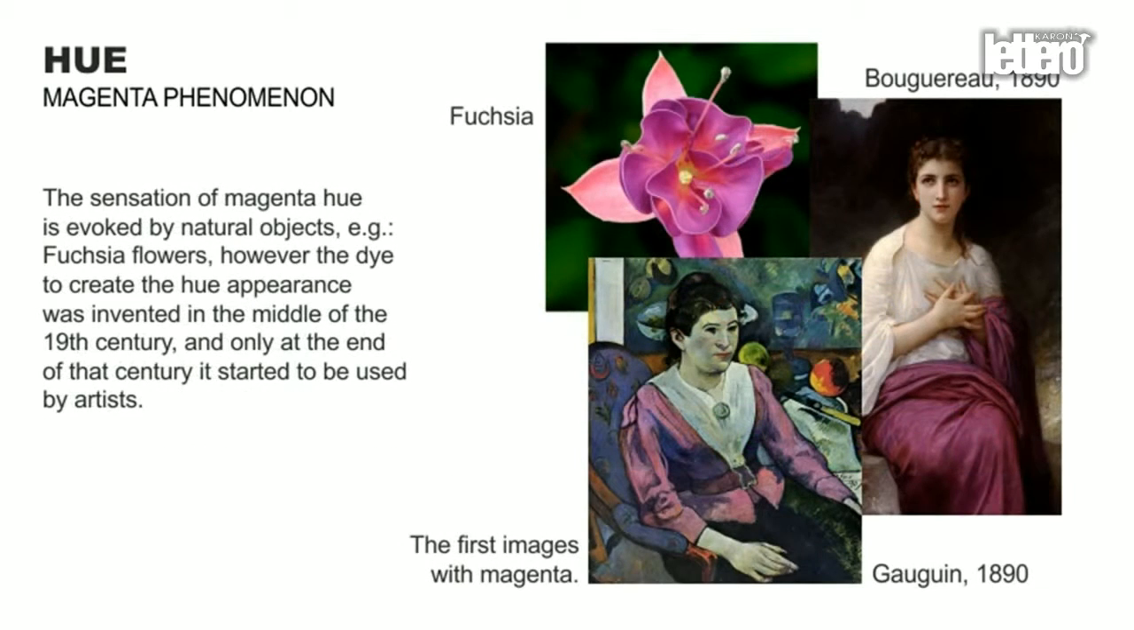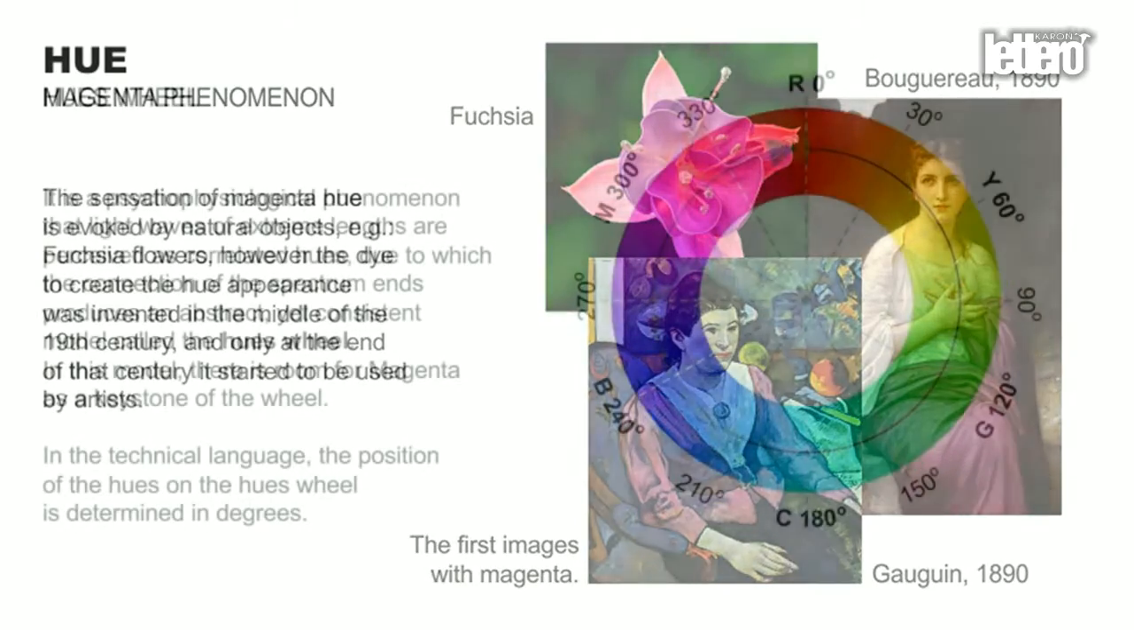The visual sensation of magenta is evoked by natural objects, for example fuchsia flowers, but the dye used to create the sensation thereof was only invented in the middle of the 19th century and began to be used by artists at the end of the 19th century.